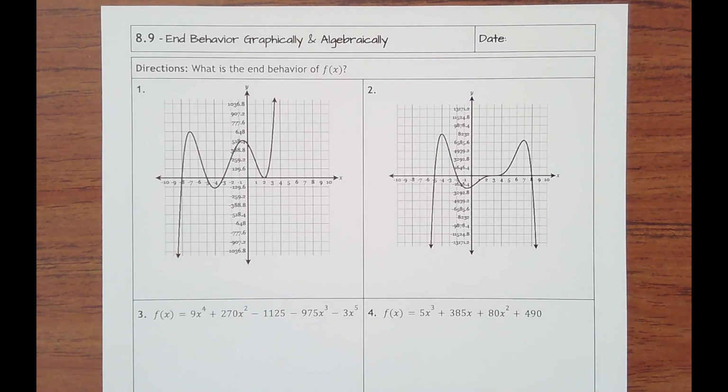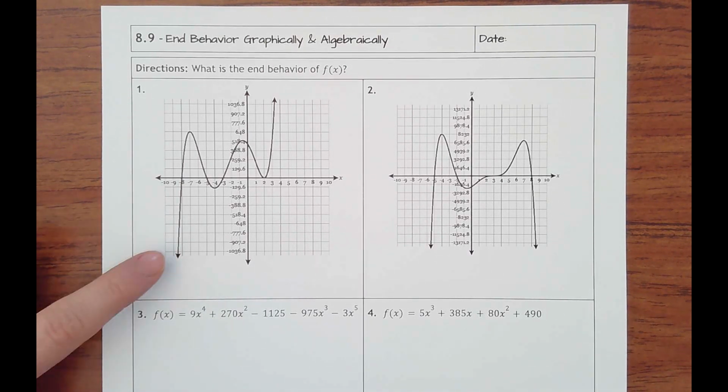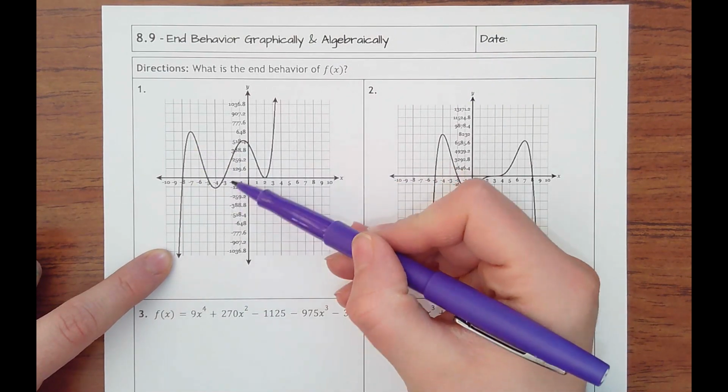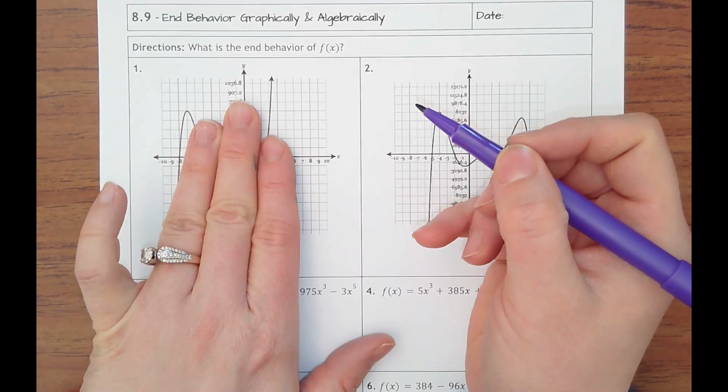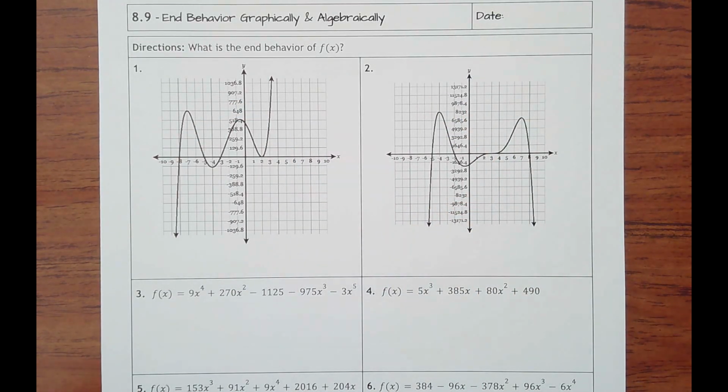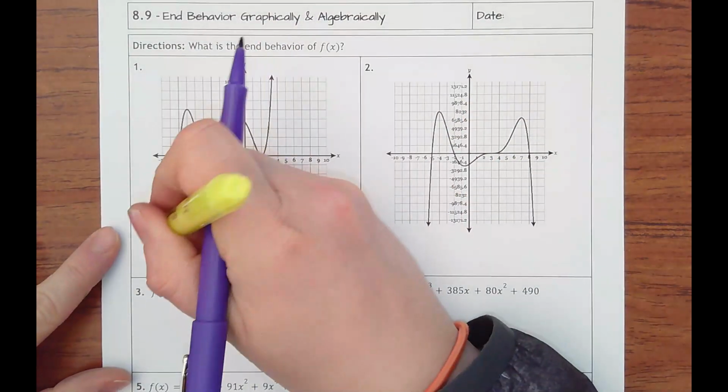Lesson 8.9 is talking about end behavior from graphs and algebraically figuring out what the ends are doing. The concept of end behavior is simple, but writing it out sometimes can be tricky. So in number 1, we have a polynomial graph that has lots of curves in it. We don't care about anything in the middle. When I say end behavior, I'm simply talking about the ends that have the arrows.